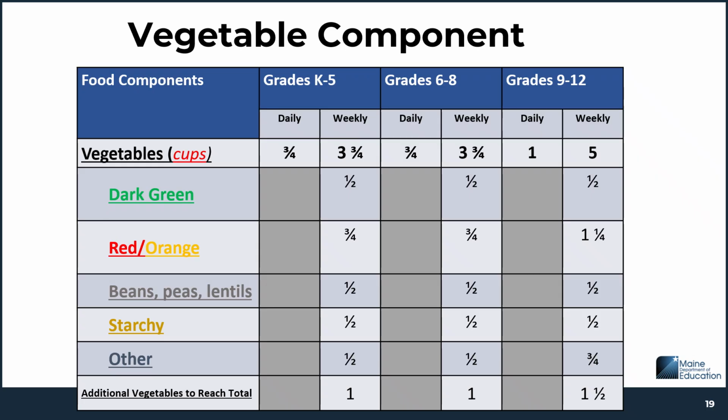A 1/2 cup of vegetables from the dark green, beans, peas, lentils, starchy, and other vegetable subgroups must be offered, and a larger quantity of vegetables from the red-orange subgroup must be offered each week. The red-orange subgroup requires that at least 3/4 cup be available in grades K through 8 and 1¼ cup be available for grades 9 through 12.